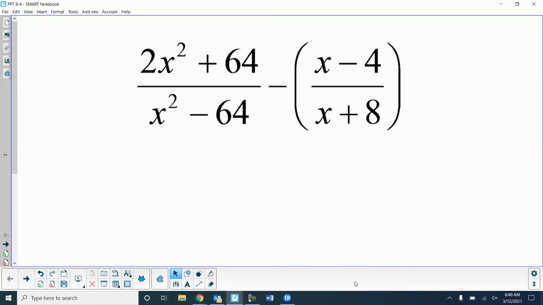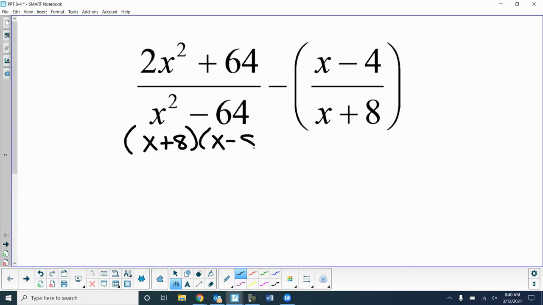Next quiz. All right, so this first denominator is called a what? Difference of squares. Okay, so what shows up? X plus 8, x minus 8, you write down, right?